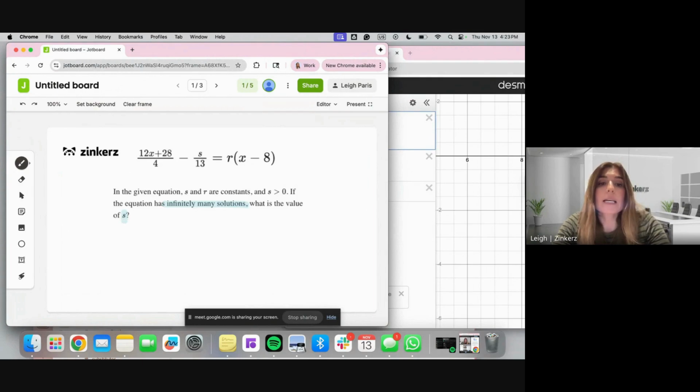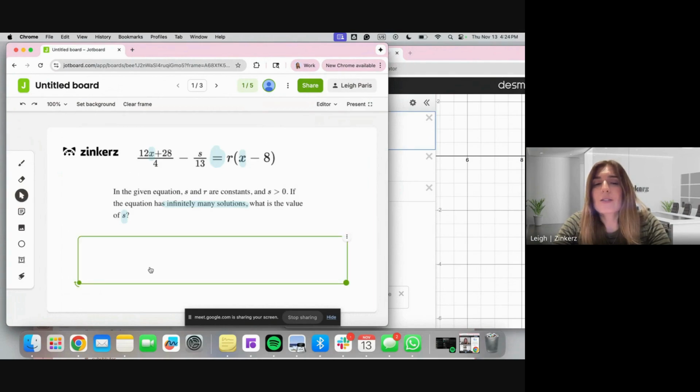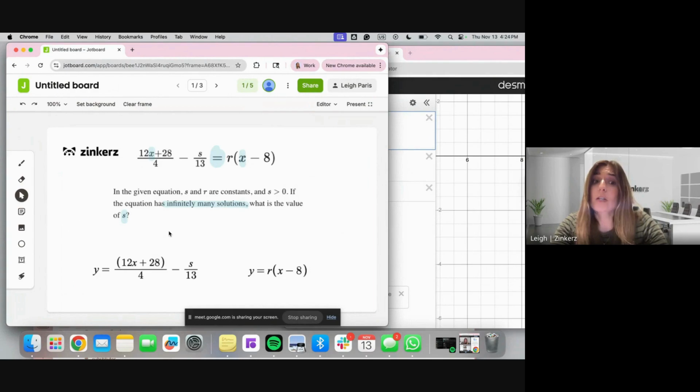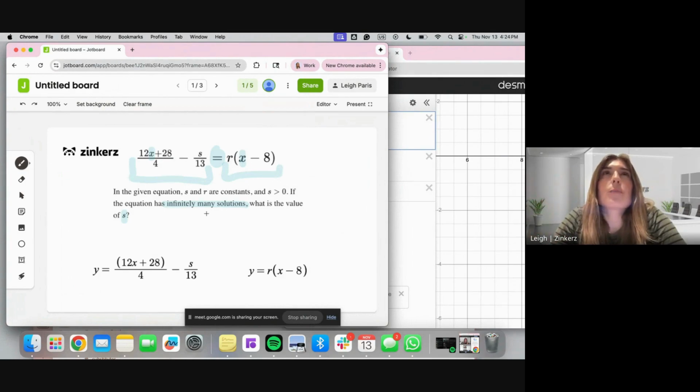Something we discussed in the last video is to notice that X is on both sides of the equal sign. If there are infinitely many solutions, we need to start thinking that this is representing two different graphs. One is Y equals the left side of the equation, and the other is Y equals the right side of the equation. If there are infinitely many solutions, that's when these two graphs coincide, where one lies on top of the other. So there are two separate graphs here, and they're the same exact shape, so we want to think about their shape.